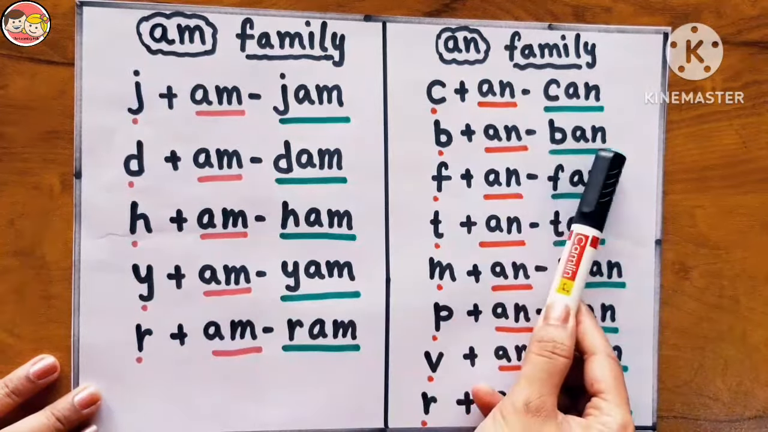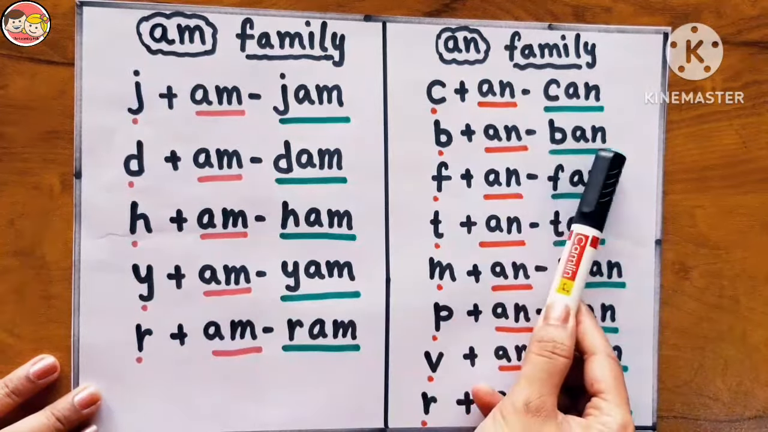Ag, ag, ag, yes, ag. Now let's read ag family words. B, ag, bag. R, ag, rag. S, ag, sag. W, ag, wag. T, ag, tag. G, ag, gag. L, ag, lag.